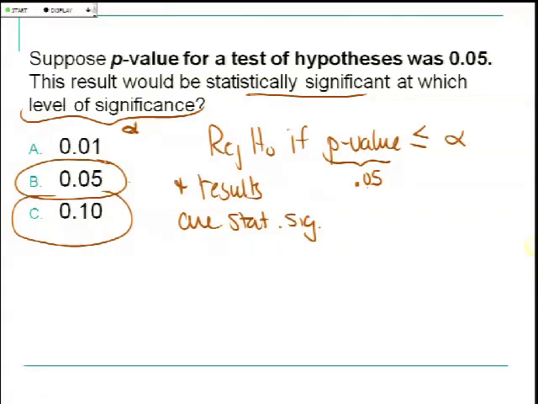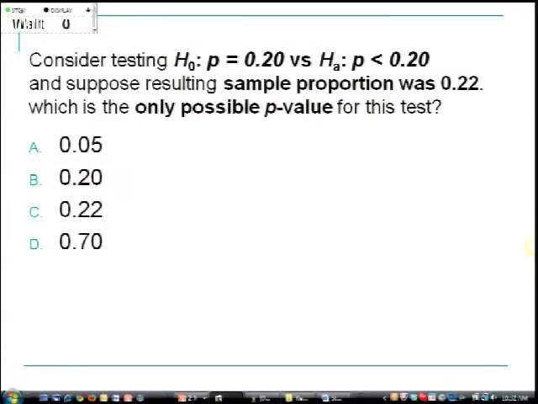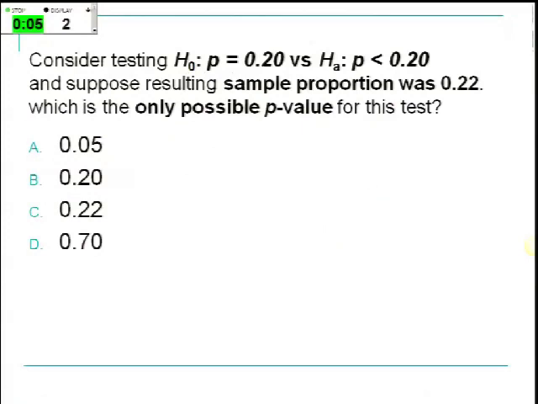All right, the last question might require a little bit more thinking. Don't have to calculate anything. You don't have enough to calculate the p-value. But you should be able to, by process of elimination, figure this one out. We're doing a hypothesis test about a proportion. It is a one-sided test to the left, to the smaller values. I get my data, large enough sample size is used, and the sample proportion is 0.22. That's p hat. Only one of these values in this list could even possibly be the p-value.